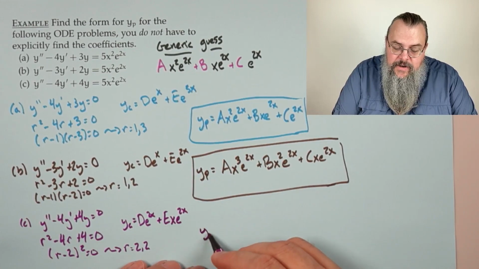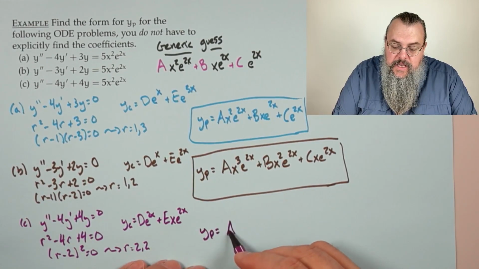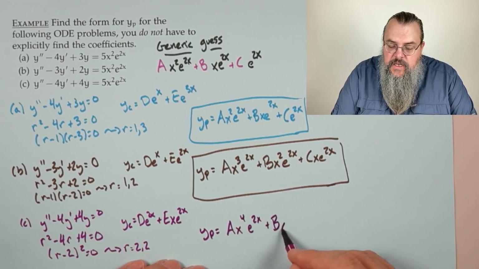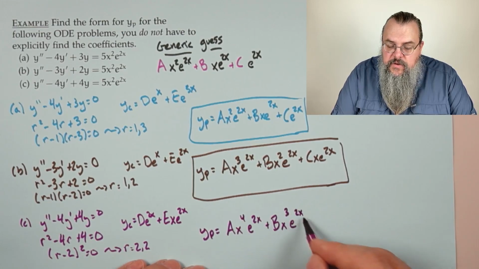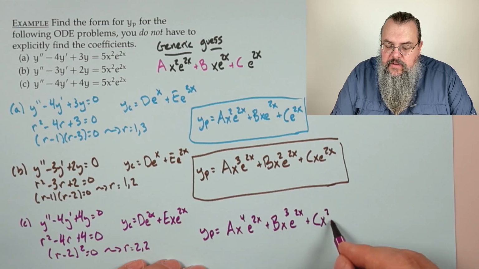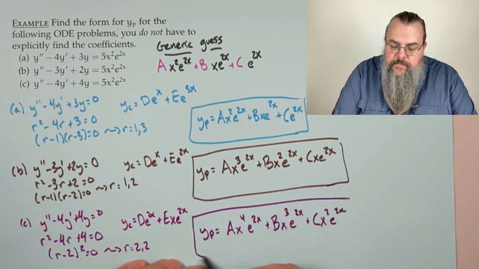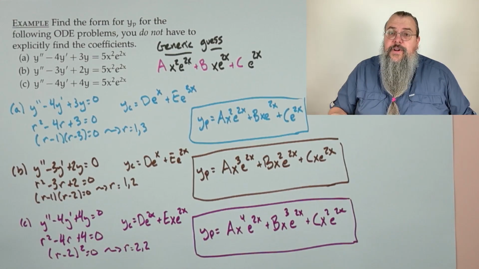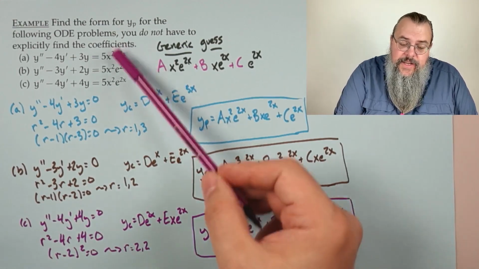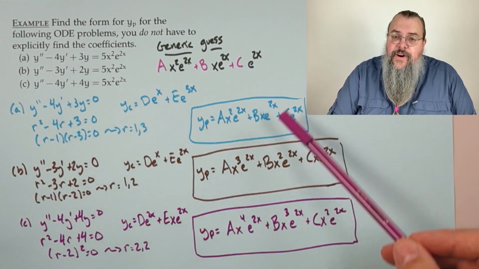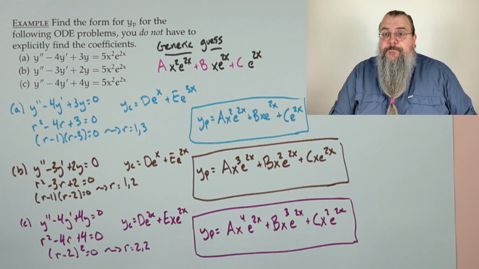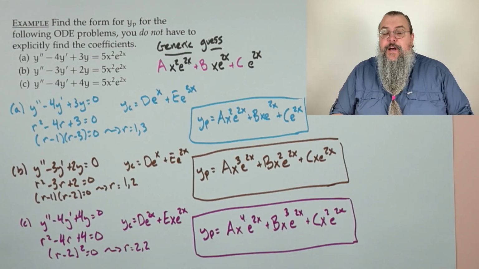And so our guess will be a x to the 4th e to the 2x plus b x cubed e to the 2x plus c x squared e to the 2x. All right, great. So the moral of the story is, don't just take the right-hand side into consideration. You also need to take the left-hand side, because it does change your answer. Sometimes. It depends on how much overlap you have, if any.